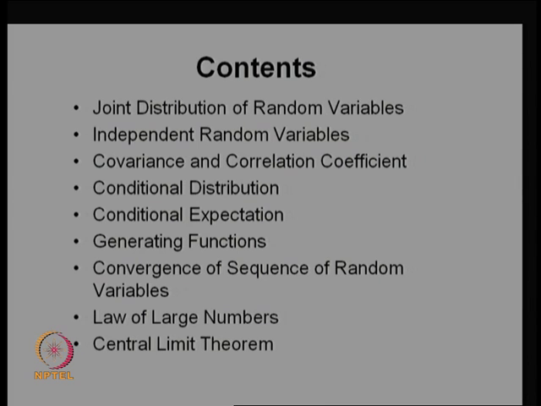Then at the end of the probability theory part we are going to discuss how a sequence of random variables converges to some random variable, and for that we are going to discuss the law of large numbers also. And at the end of lecture 2 we are going to complete with the central limit theorem. So, let me start with the joint distribution of random variables.